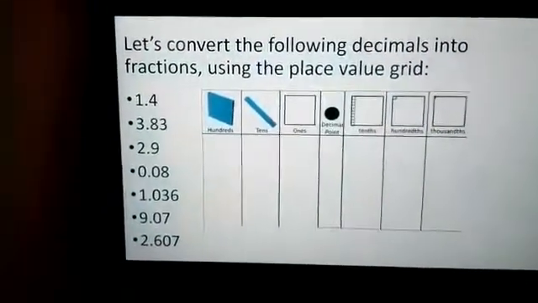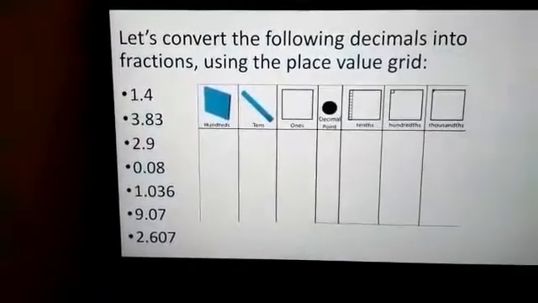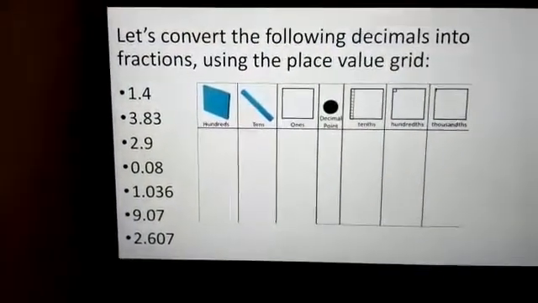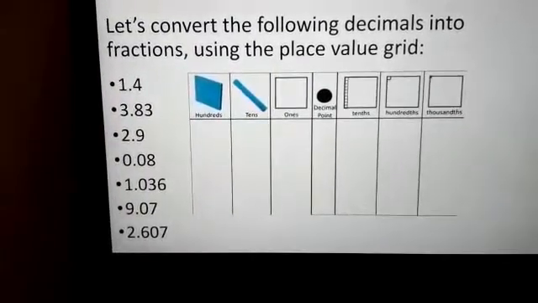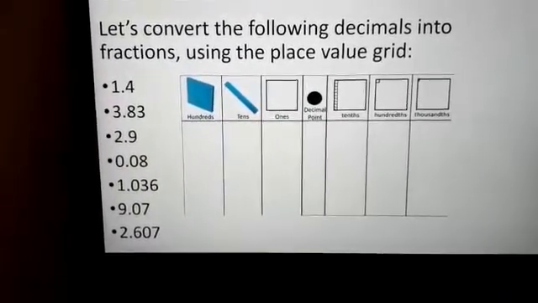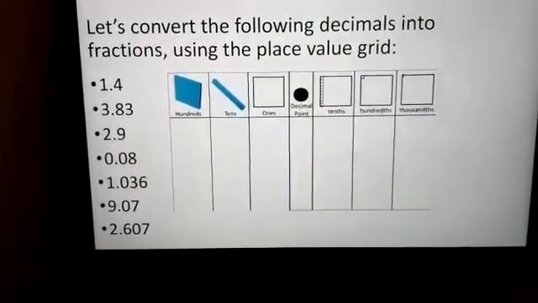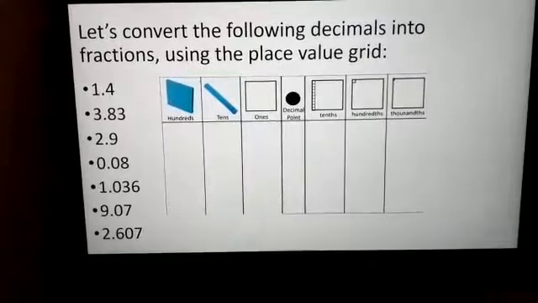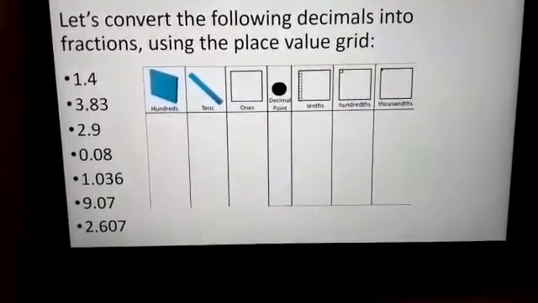So let's convert some of these decimal numbers into fractions using the place value grid. You can pause this video now and try a few of them. Remember, you just need to get a piece of paper and a pen and draw your own place value grid. It will take you seconds, and then put in those numbers and see if you can also convert them into fractions. So go ahead, pause the video and try some of them now.